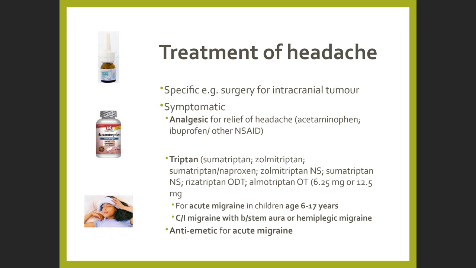For acute migraines, we can use triptans in children 6 to 17 years old, but the triptans are relatively contraindicated in children with migraine with brainstem aura or hemiplegic migraine, just for fear that it could cause a stroke. And with migraine headaches with vomiting, we often have to prescribe antiemetics as well.